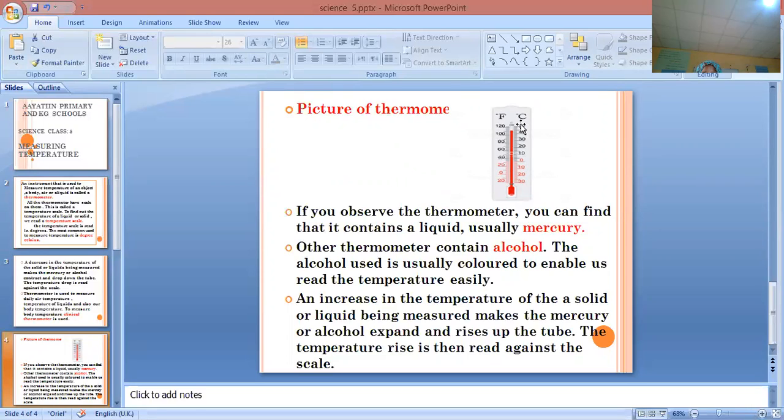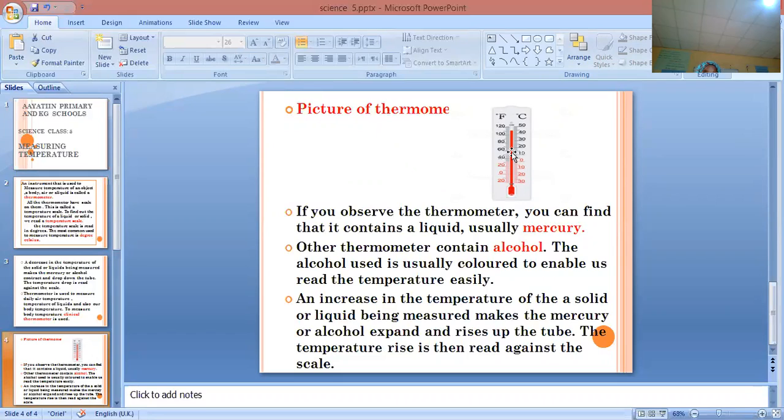If you observe the thermometer, you can find that it contains a liquid, usually mercury. Inside the thermometer, look at that red stuff. The red stuff is called mercury. Other thermometers contain alcohol. The alcohol used is usually colored to enable us to read the temperature. So thermometers contain either mercury or colored alcohol.